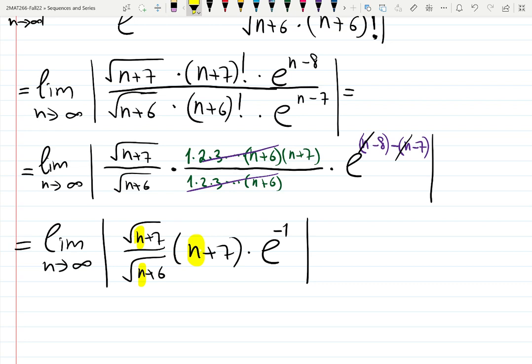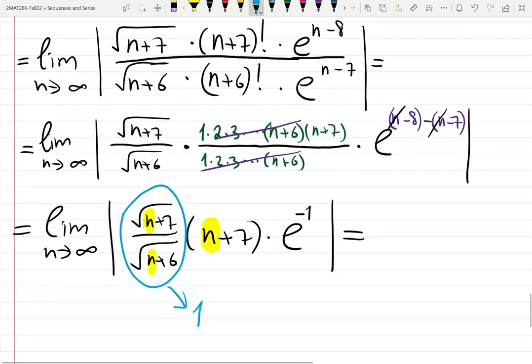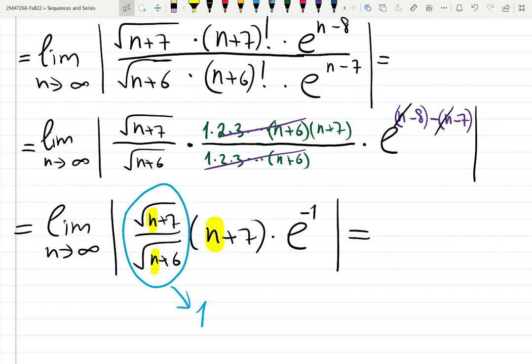Your job is now to figure out where all this amazing stuff is going. What do you think? Where does it go? Let's check slowly. This piece goes to what? 1. Because you find the leader of the top. The leader of the top is square root of n. The leader of the bottom is square root of n. Numbers don't change the limit. It goes to infinity, okay? Infinity plus a number is still infinity. So since they have the same speed, the answer will be the ratio of the leading coefficients, which is 1.